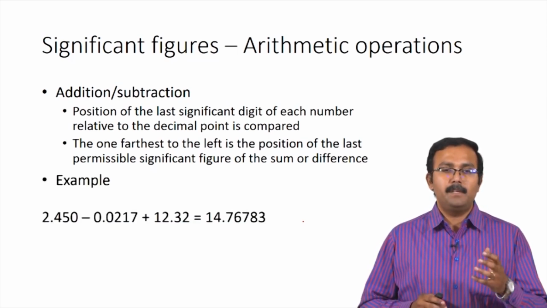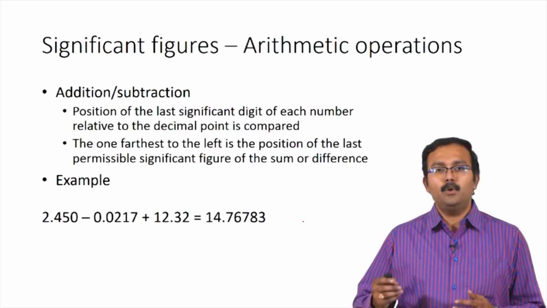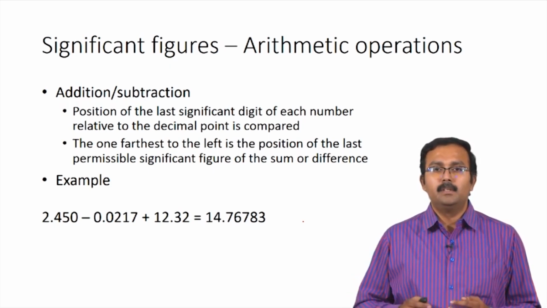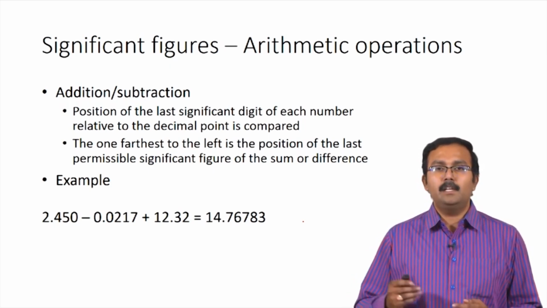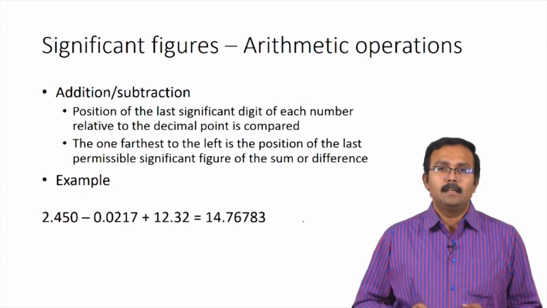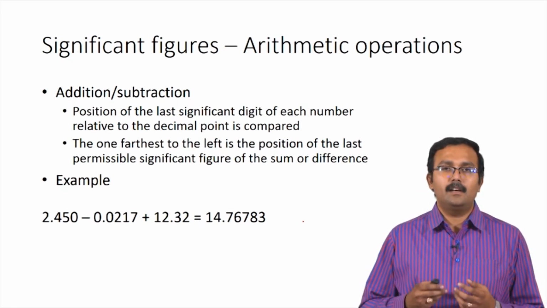The example problem given here is 2.450 minus 0.0217 plus 12.32. Giving this in a calculator, you would end up with 14.76783. Although this is numerically correct, it is again physically not accurate.